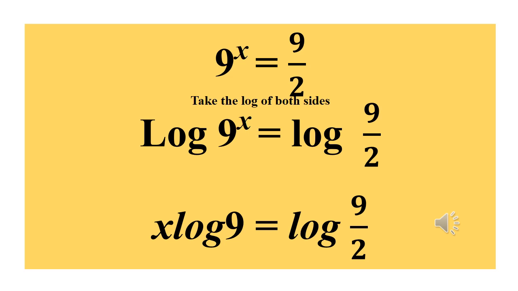So we have 9 raised to the power x equals 9 over 2. We take the log of both sides. We have log 9 raised to the power x equals log 9 over 2. Then the x as the power of 9 there, we now go as the coefficient of the log. So we have x log 9 equals log 9 over 2.